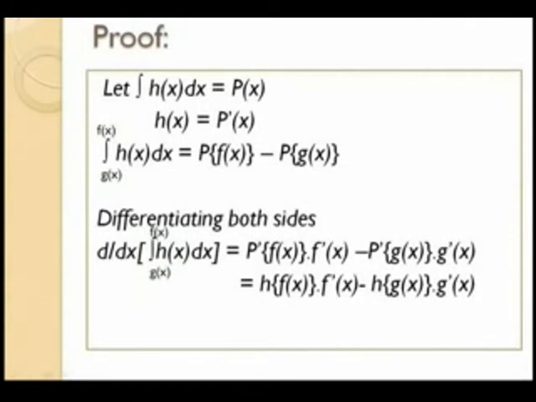So when we differentiate both sides, we get d by dx of the integral of h of x from g(x) to f(x) is equal to p dash of f(x) into f dash x minus p dash of g(x) into g dash x. Also we know that h(x) is equal to p dash x, so this would be equal to h of f(x) into f dash x minus h of g(x) into g dash x, and hence this is nothing but the Leibniz rule. Thus we have proved the Leibniz rule.